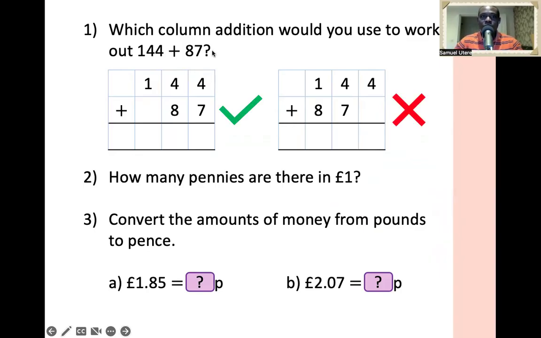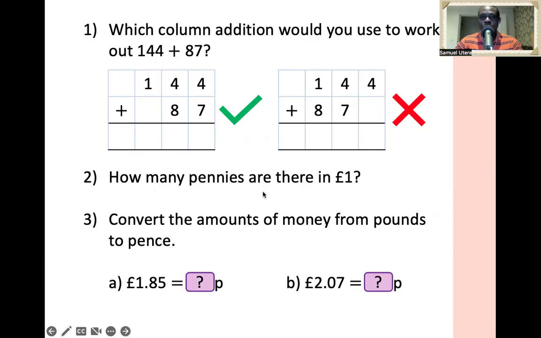So here you're asked, which column addition would you use to work out 144 plus 87? Now, take note, for using the formal method for addition, you must make sure that the place values line up. So the place values must be in the correct location. So this is the correct one because 7 is 7 ones, which must correspond with the 4 ones in 144.